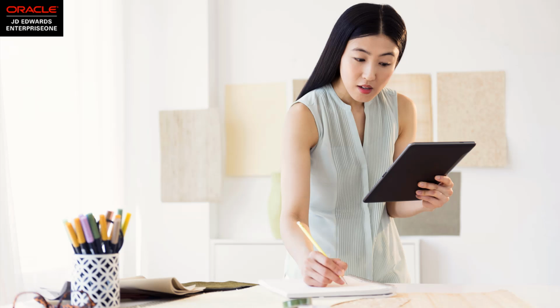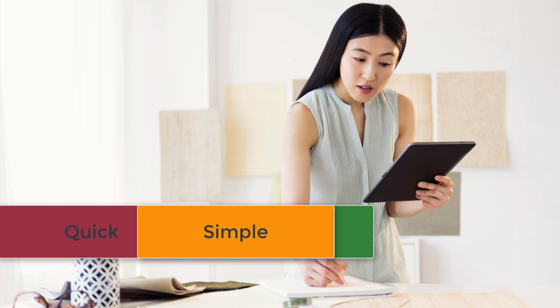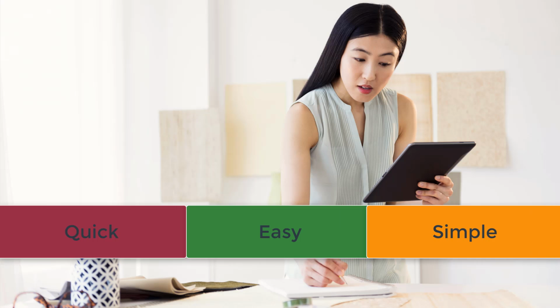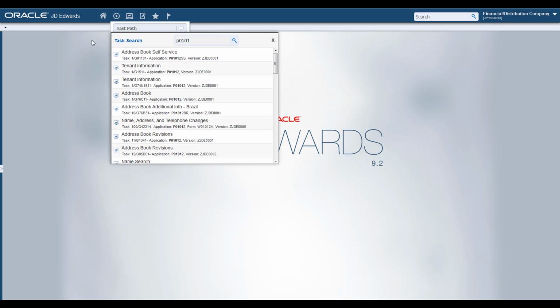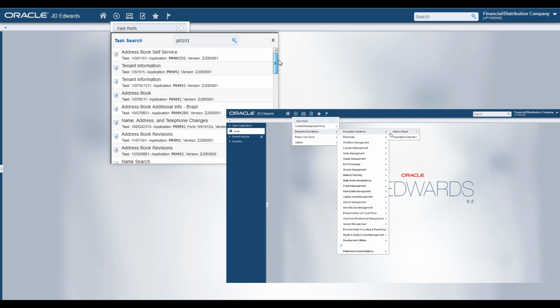Are you trying to find a specific task in your EnterpriseOne menus? Consider your problem solved. The new task search provides a quick and easy way to search the tasks in all the EnterpriseOne menus. JD Edwards EnterpriseOne task search enables you to search and access the tasks directly from the search results without having to navigate through the menus to find what you're looking for.